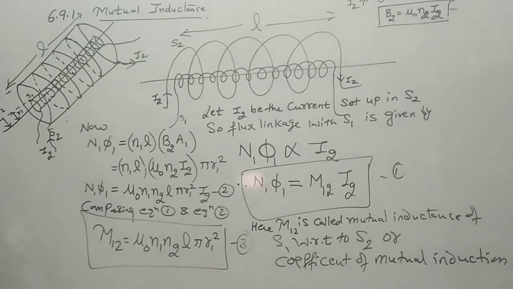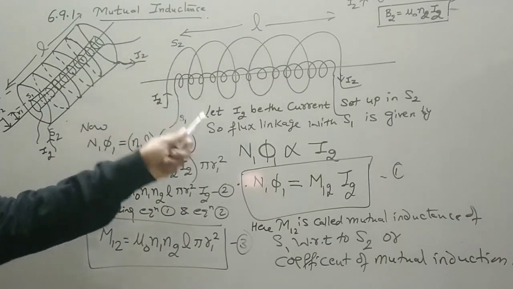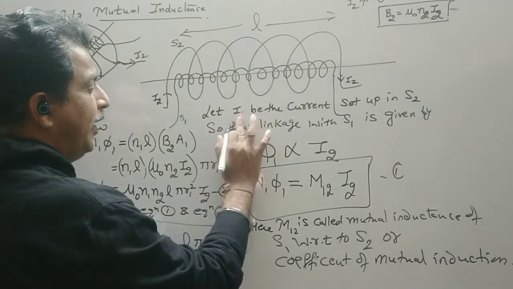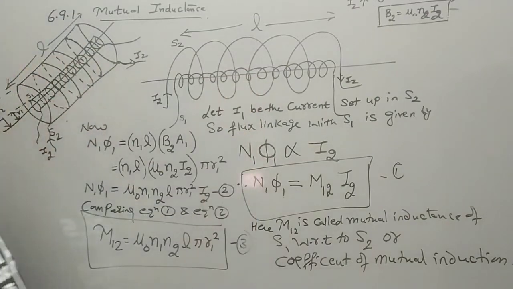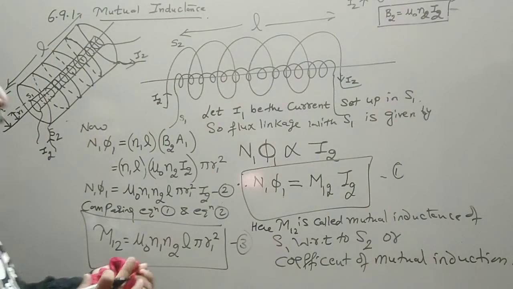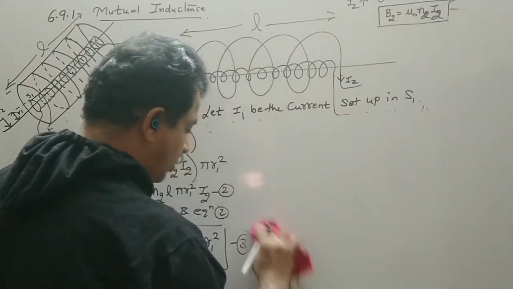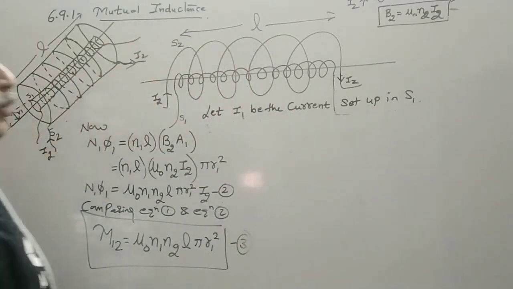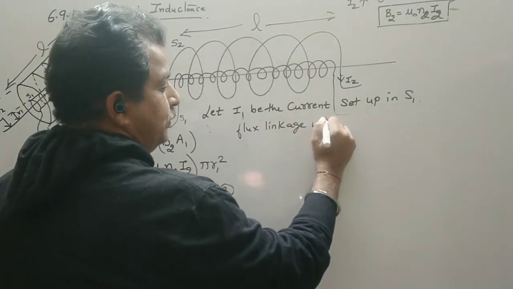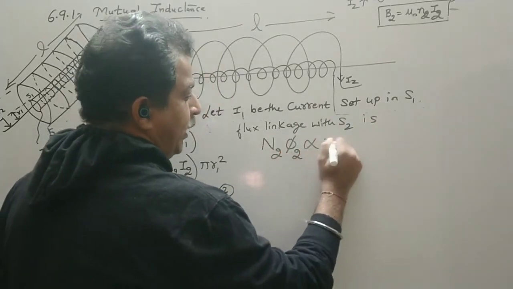So you see this formula. Now instead of the current which we set up in S2, we set up a current in S1. So we change the subscript. Now let I1 be the current set up in S1. Now in this situation, the current is set up in the inner coil or inner solenoid. So the flux will be linked. So the flux linkage with S2 is N2 phi 2, directly proportional to I1.